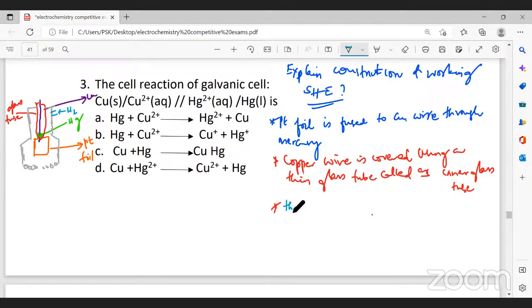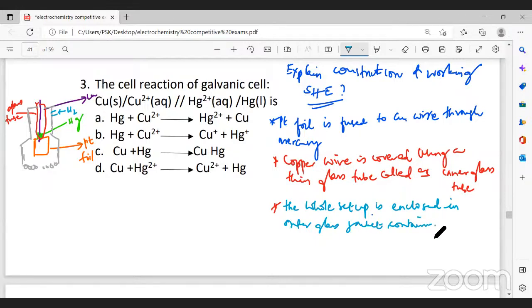Now, what's the next point? The whole setup is enclosed in an outer glass jacket containing a provision to pass what gas? Hydrogen gas, sir. Yeah, to pass hydrogen gas. And you have minute pores at the bottom.